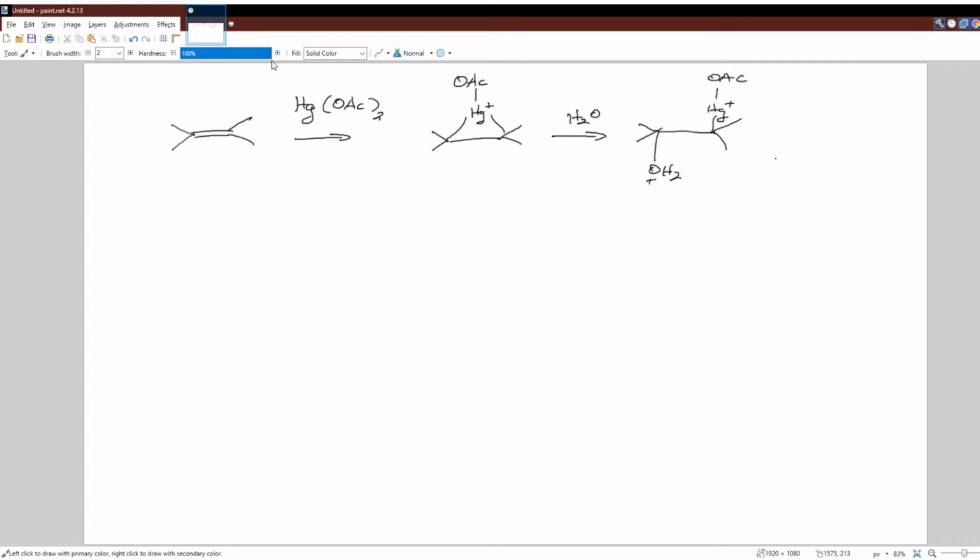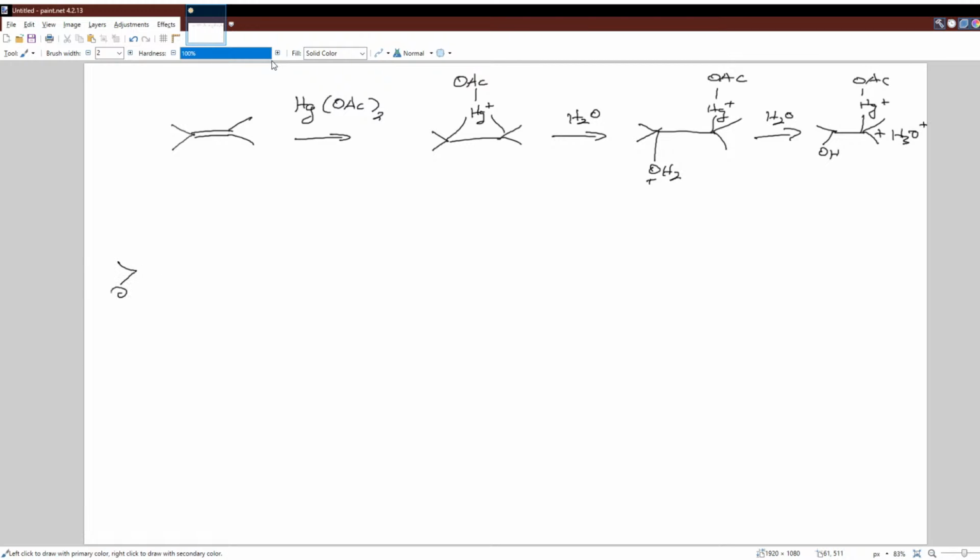And then later we get a deprotonation step with this mercurinium part left over. Deprotonation by water. Get hydronium out at the end, and that's the first step. That's the oxymercuration.